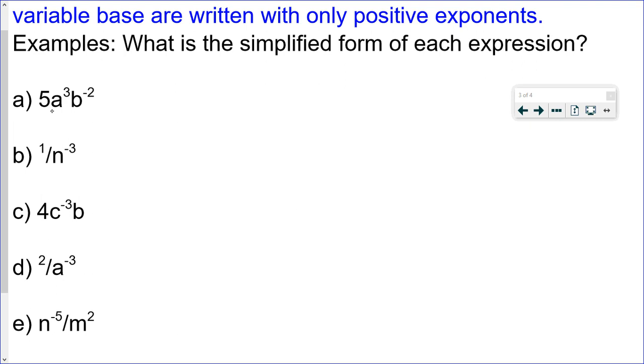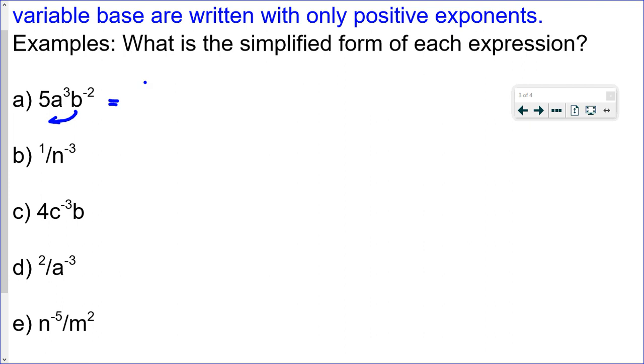Now, one thing I need to clarify: a lot of times my students think this 5 is attached to this a to the third. So they think this is one thing, 5a to the third. And it is not. That's a 5 times an a to the third times b to the negative 2. So everything here is in simplest form except for the b. So it's just the b that we need to move down to the denominator.